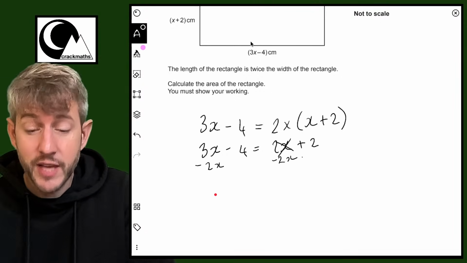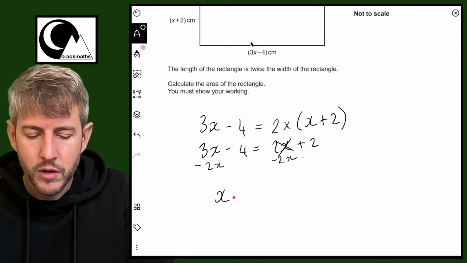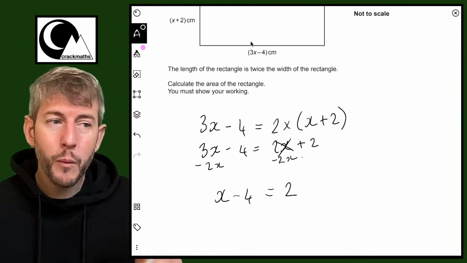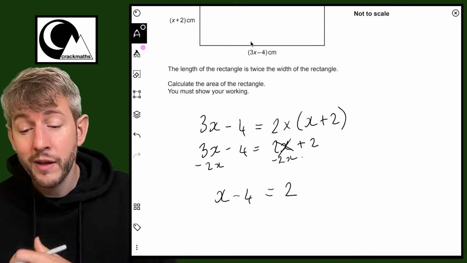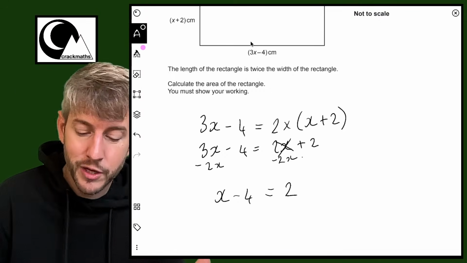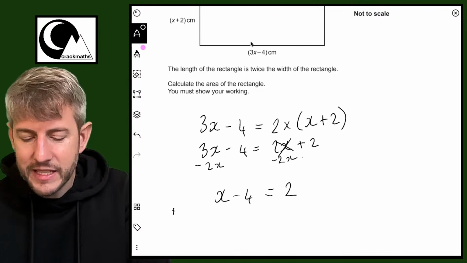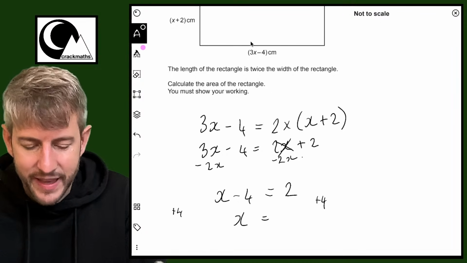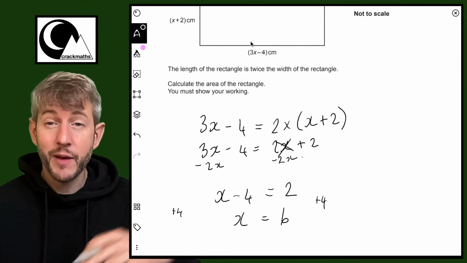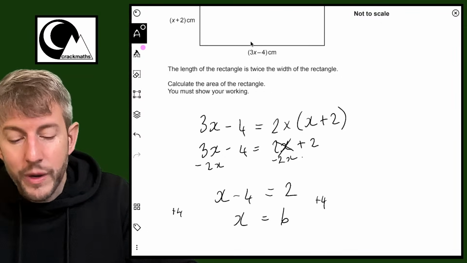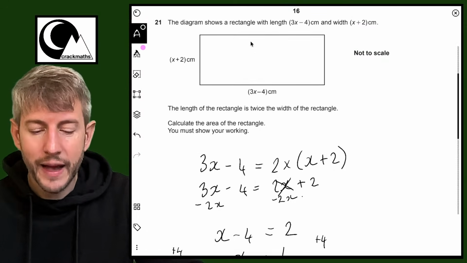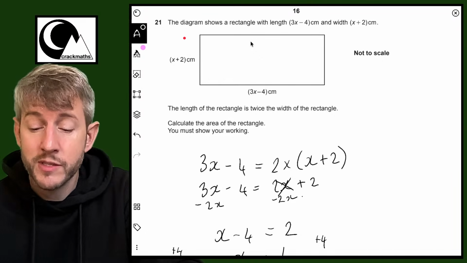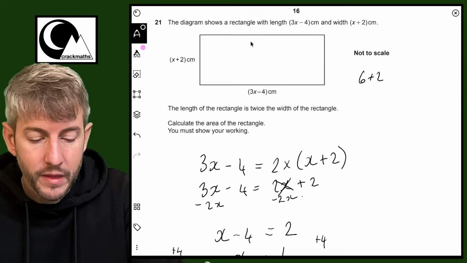So 3x take away 2x leaves us with x. And then we've got x minus 4 equals 2. Then what we've got to think about is what number take away 4 equals 2. Well, we can get that by adding the 4 to both values. Or you could just think about it, because that will mean the x equals 6. Because 6 take away 4 is 2. Now that we know that x is 6, we can work out the length of both these sides. So this one is x plus 2, so 6 plus 2 equals 8.